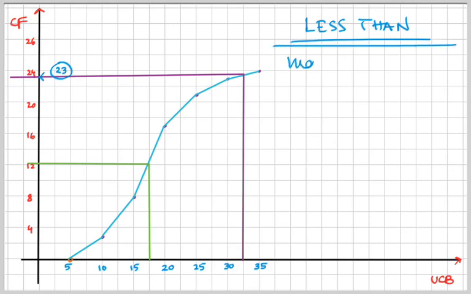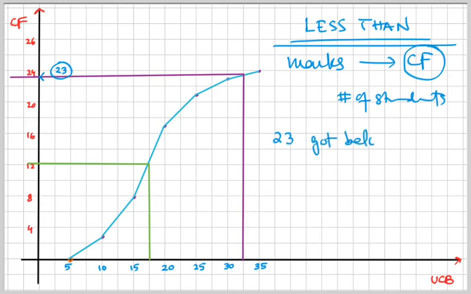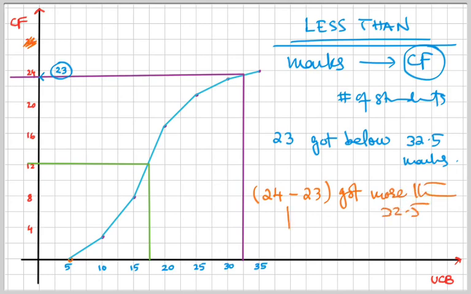Now the keyword is less than. When you use the marks to get the cumulative frequency, that is the number of students. So what you are getting is that 23 got below 32.5 marks. Am I right? How many students are there all together in this class? 24. Therefore, the total minus 23 got more than 32.5 marks. So there is only one student in the class who obtained more than 32.5 marks.